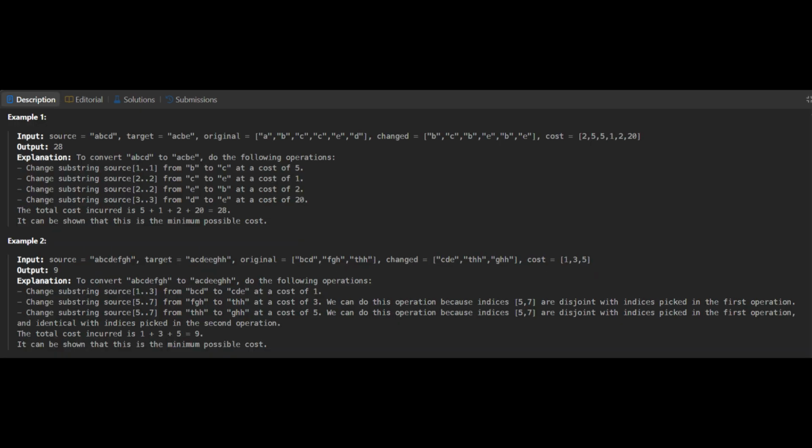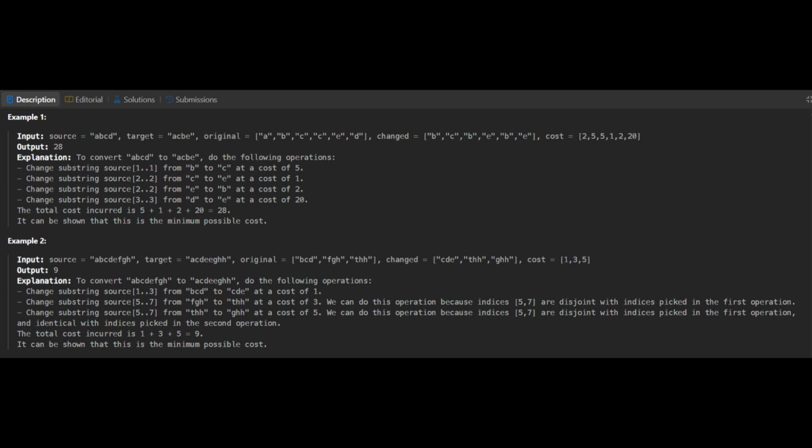Example 1. Input is source equals ABCD, target equals ACBE. We're allowed to do character level conversions using the given original, changed, and cost arrays. Let's go index by index. At index 0, source has character A and target also has character A. No change needed. Cost is 0. At index 1, source has B, but target needs C. We have a rule to convert B to C with cost 5. So we apply that. Current cost equals 5.